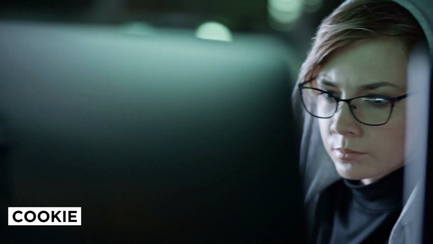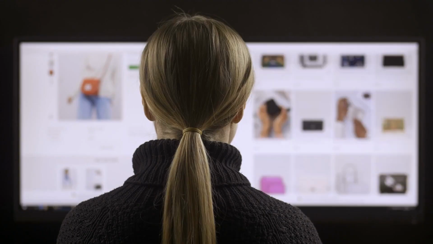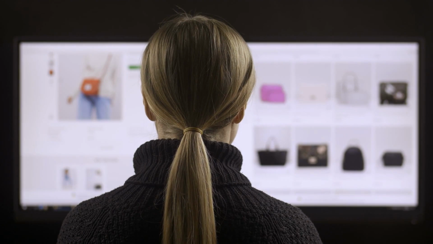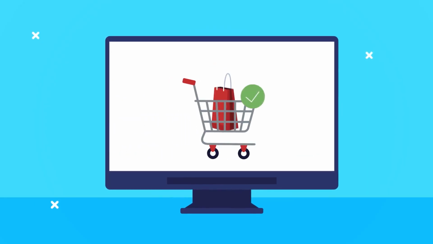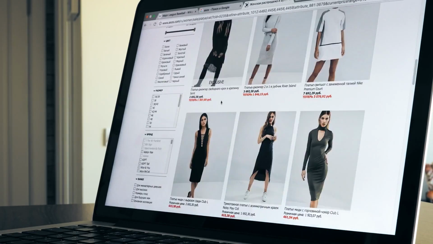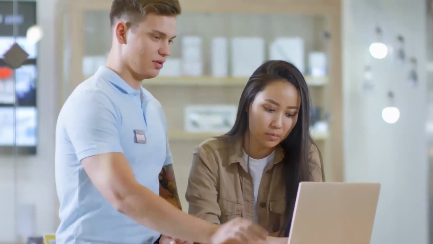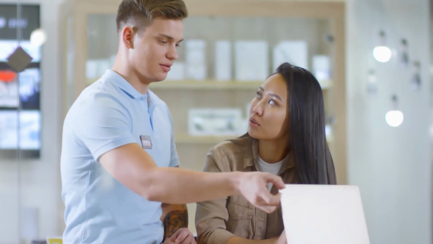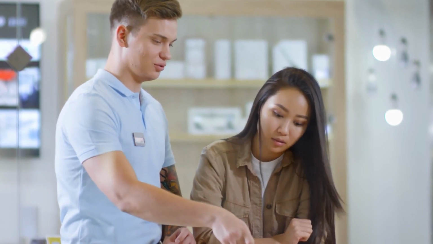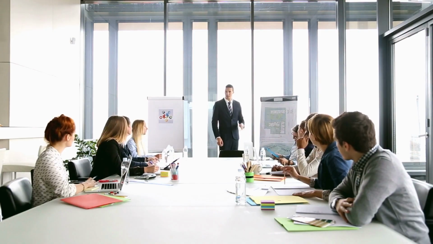A cookie is the most common and basic type of tracking. When a user clicks on an affiliate link, a small file known as a cookie is stored on the user's computer. When they purchase a product, the merchant will be able to see that they were referred by you. There are more advanced methods based on the email address or IP address, but we won't go into those here. Instead, we'll stick to the basics. So how do you get started as an affiliate marketer?